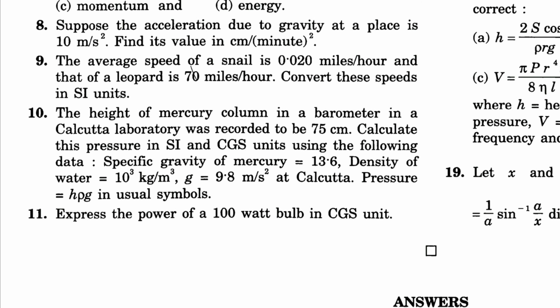So now let's concentrate on question number 9. It is given that the average speed of snail is 0.02 miles per hour and leopard has speed 70 miles per hour. So we have to convert these units into SI units. So this is again quite simple. SI unit for speed is meter per second. So we have to convert miles per hour into meter per second.